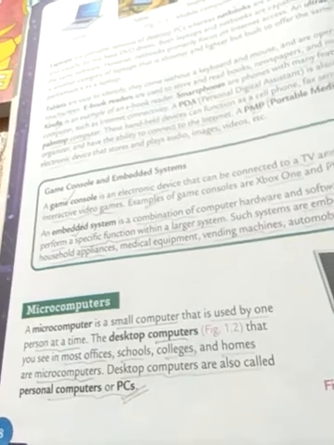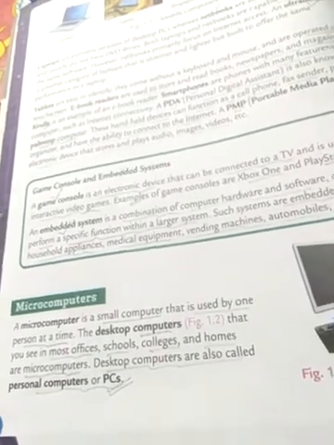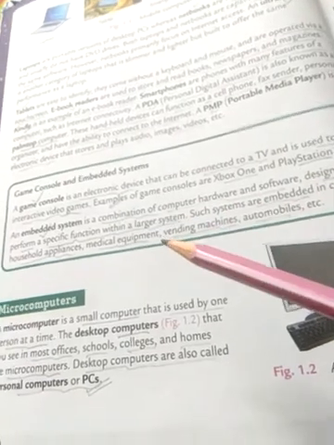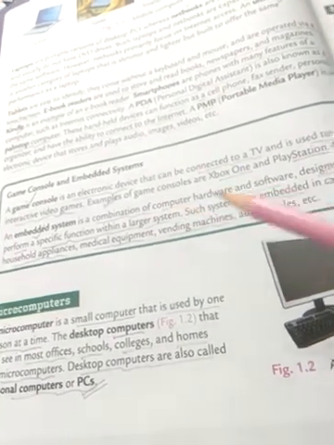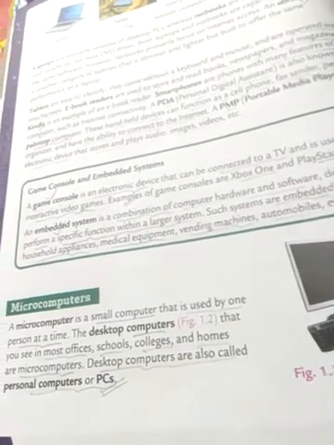This is very important to know what is a game console. Game console is an electronic device that can be connected to a TV and may be used to play interactive video games. What are the examples of a game console? Such as PlayStation 4 and Xbox One.